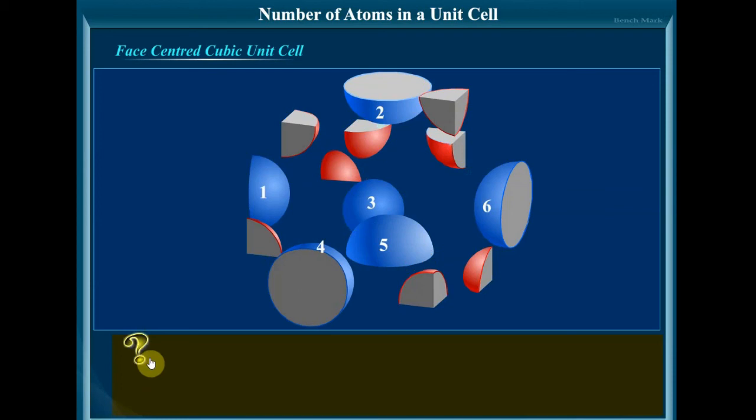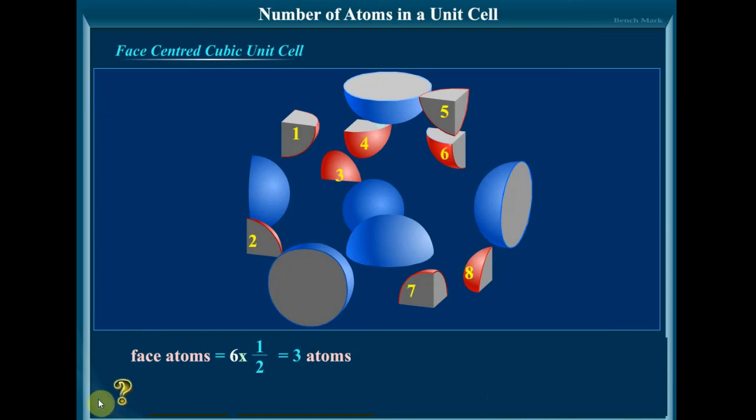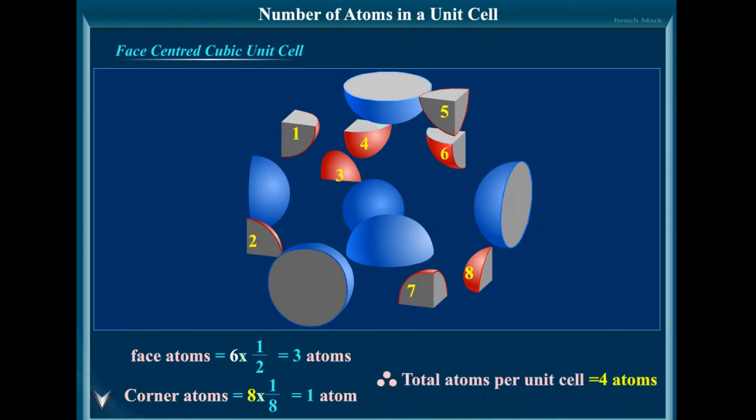So how can we do the calculation? Here they are showing the numbers. The blue balls on the faces: 6 are the faces, each one's contribution is 1 by 2. So it is 3 atoms, a total of 3 atoms. And the corners, as we have learned, there are 8 particles in the corners, but each one's contribution is 1 by 8 to that unit cell. So it is 8 into 1 by 8. So the total number of atoms in a face-centered type of unit cell would be 3 plus 1, 4. Number of atoms is 4.